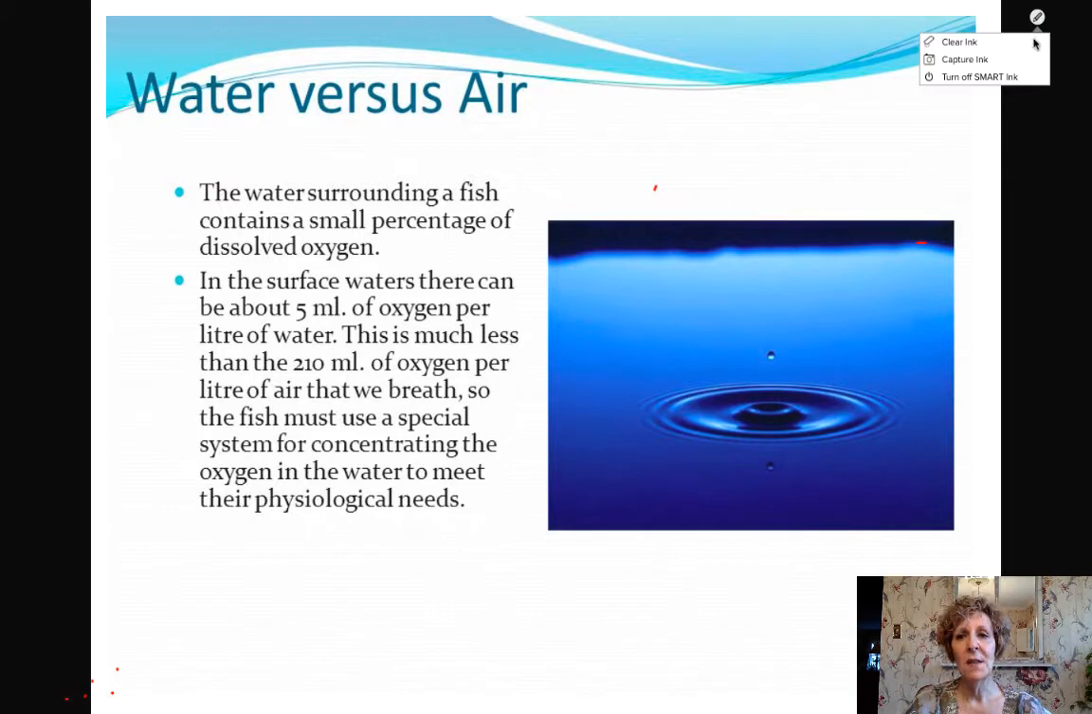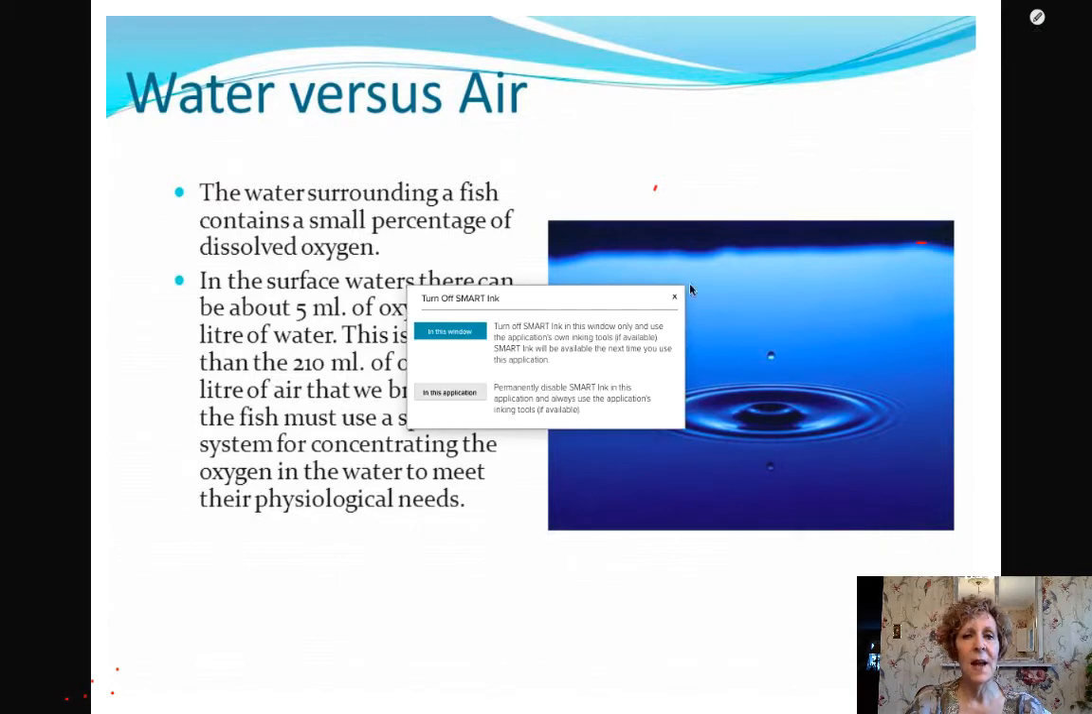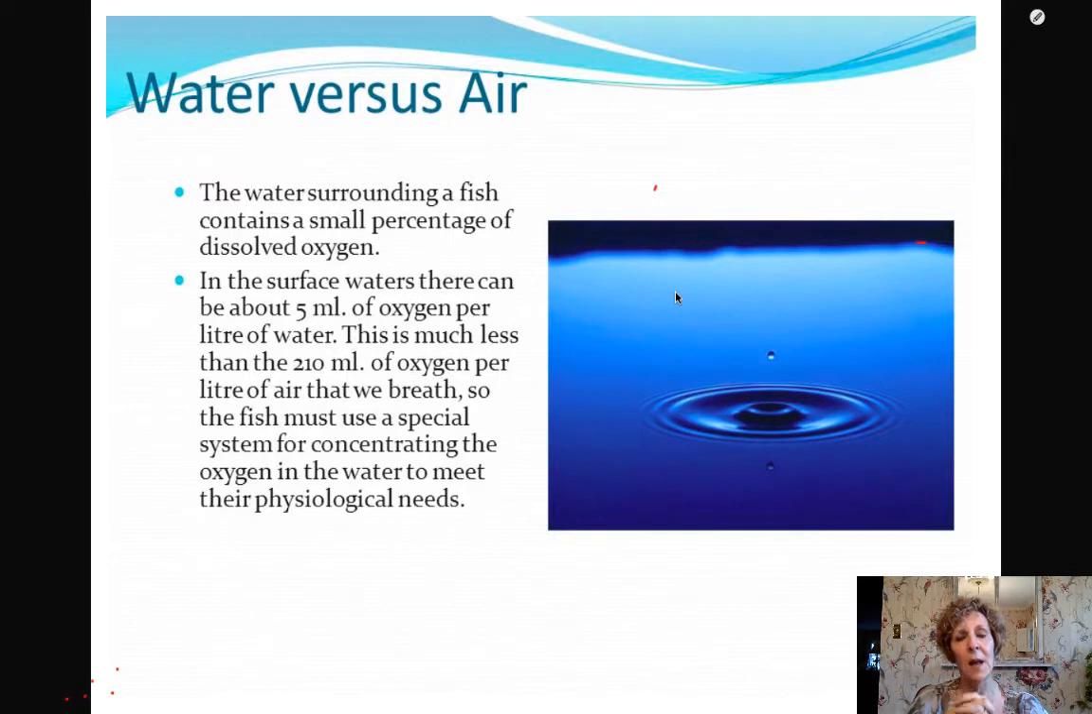So one of the things that's really important is that you have to realize that it is a lot harder for aquatic organisms to get oxygen than it is for terrestrial organisms. There is so much less oxygen dissolved in water than there is available in air. So in surface water, there can be about 5 milliliters of oxygen per liter of water, and that's much less than the 250 milliliters of oxygen that we get in a liter of air that we breathe.